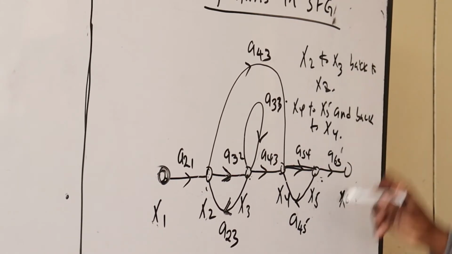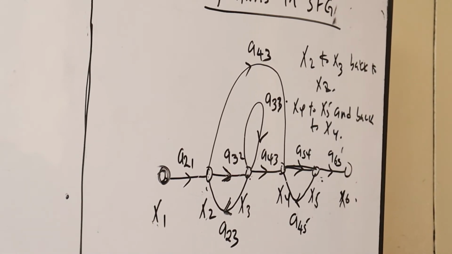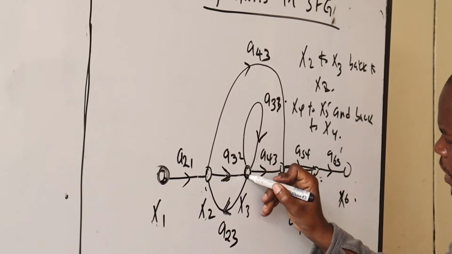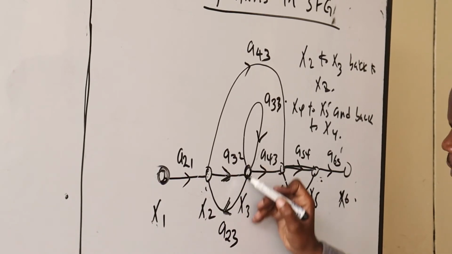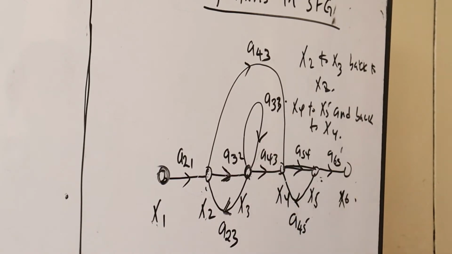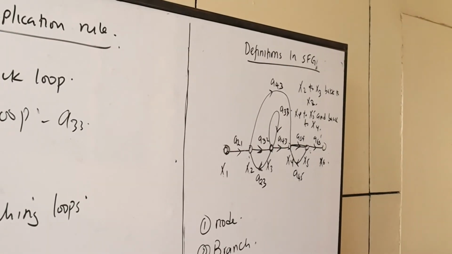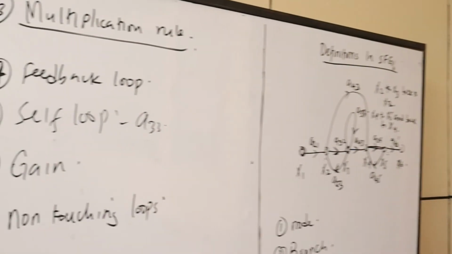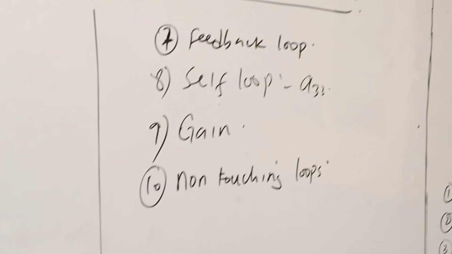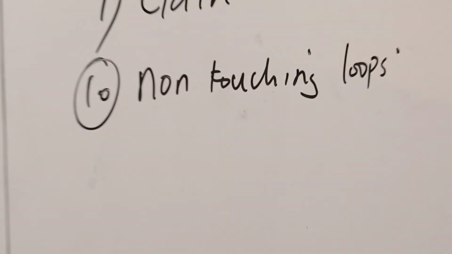If we look at these loops, they don't share any common node, and therefore we can refer to them as non-touching loops. But looking at this one and the self loop, you can see that there is a common node. This node is common to this loop and that loop, and therefore we cannot refer to them as non-touching loops. So that is the definition of non-touching loops: loops that do not share a common node.